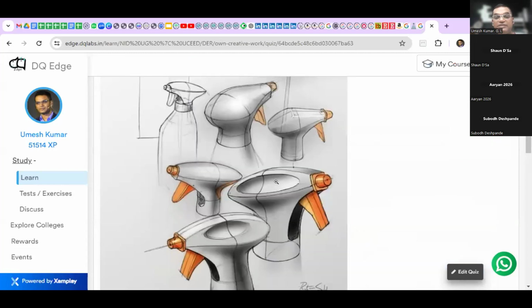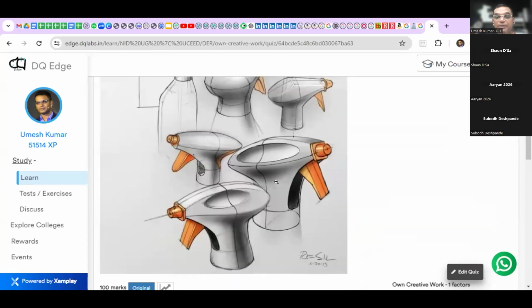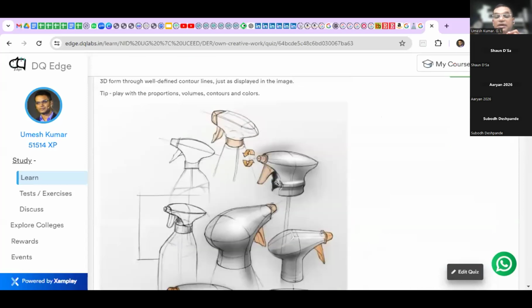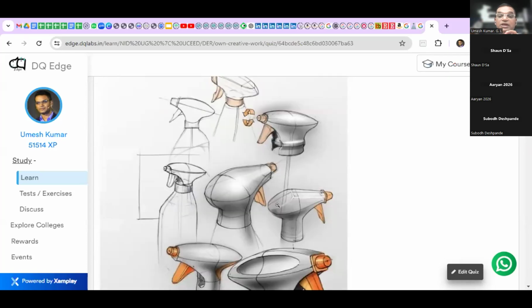All right. For example, we have seen the same picture in the replication work as well. But here, since you have already drawn it, you know the geometry of the object. And you know the perspective, proportion, etc. So when you're doing your own creative work, you make little changes to the object. Maybe you make it a little plumper, or you make this spout more bulky or more streamlined.